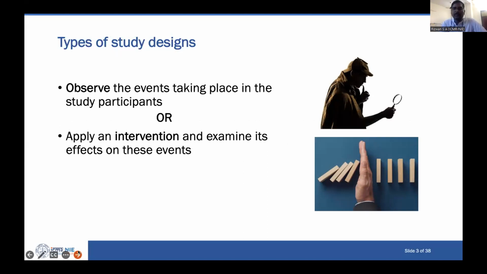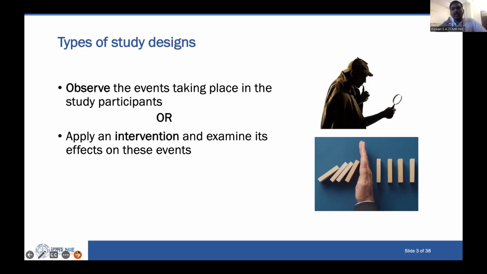So that is where the researcher tries to do something, manipulate something that is going to change the clinical course or that is going to change the behavior of the participants. So these are the 2 broad situations. One is merely observing and the other one is doing an intervention.